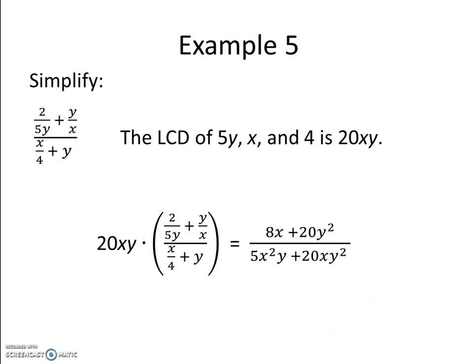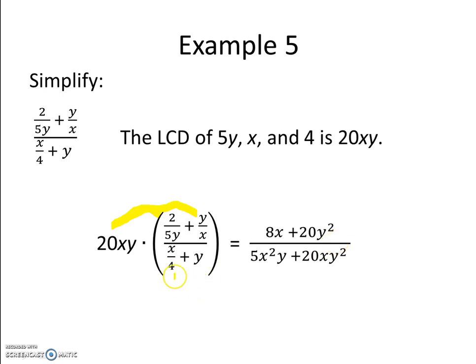On example 5, we have the complex fraction 2 divided by 5y plus y over x, all divided by x over 4 plus y. The LCD of 5y, x, and 4 is 20xy, so we're going to multiply our complex fraction, both top and bottom, by 20xy. When we take 20xy times the quantity 2 divided by 5y, we get 8x. When we take 20xy times y over x, we get 20y squared.